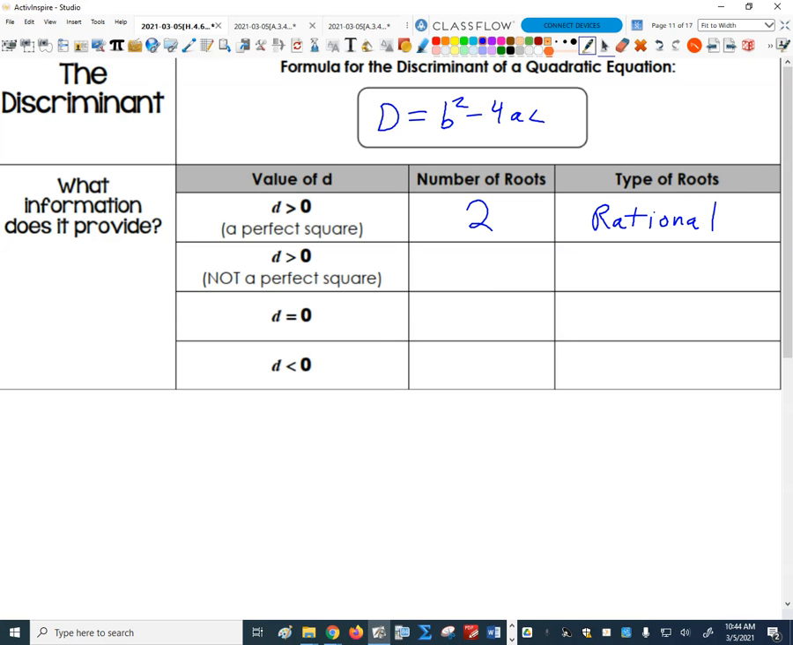Okay, what if D is greater than 0? So D is positive. Well, we know we're getting 2 again. What if it's not a perfect square? What can you tell me about the types of roots? Irrational. Good.